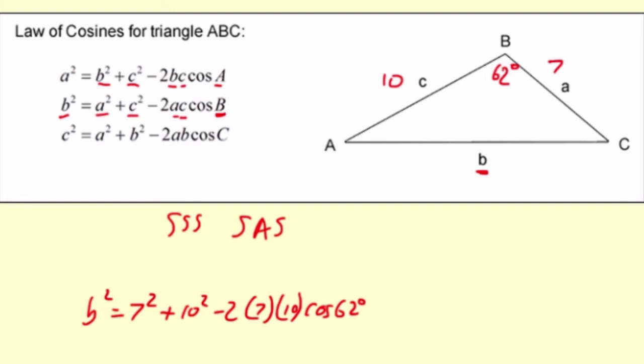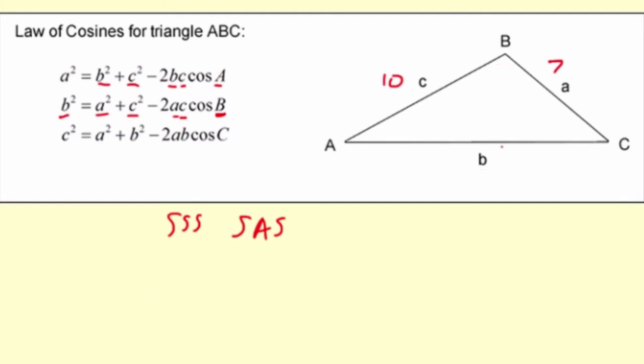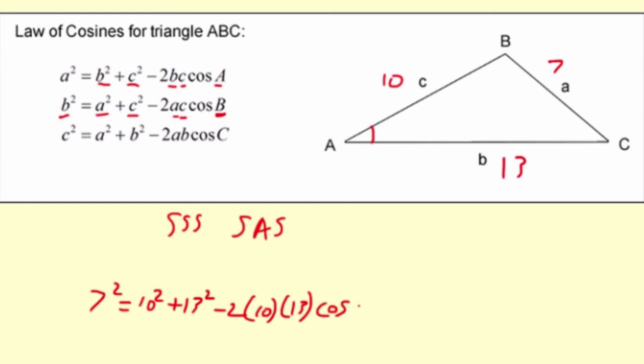Let's say you're going to do side, side, side, so we'll get rid of this. So let's say this B is 13. Here's what you would do. Okay, well first you need to decide which angle you're going to solve for. I'm going to solve for, let's say, this angle A, which is opposite of the 7. So that means the 7 is going to be isolated. It's going to be 7 squared equals 10 squared plus 13 squared minus 2 times 10 times 13 times the cosine of angle A, which we don't know.